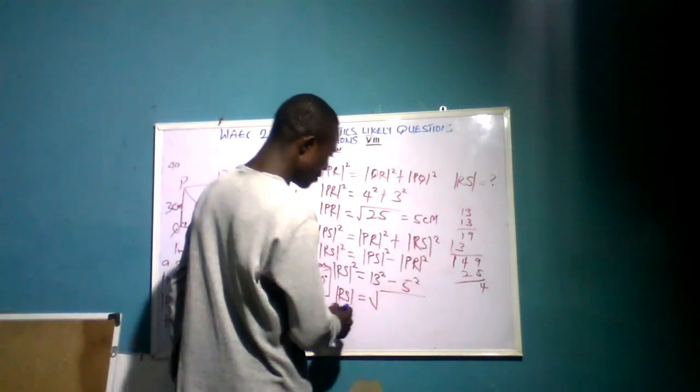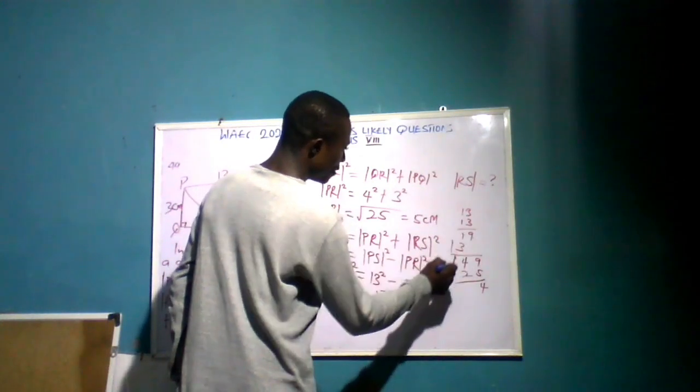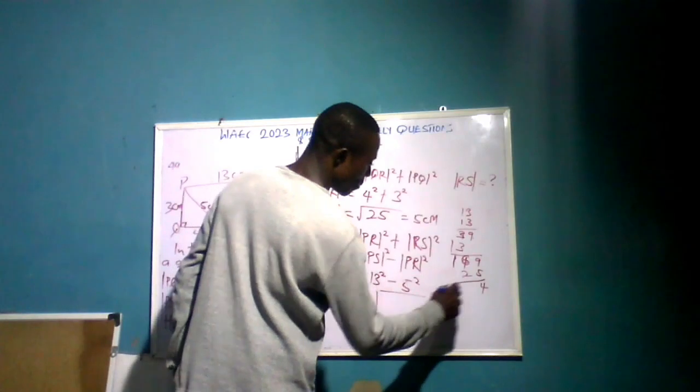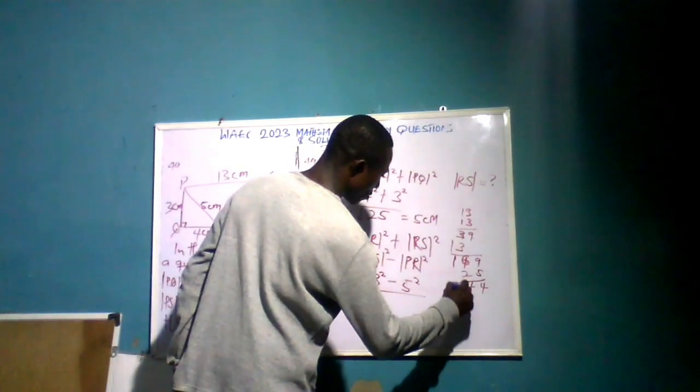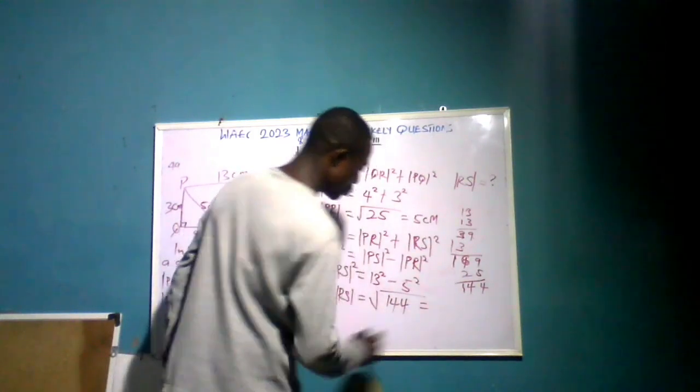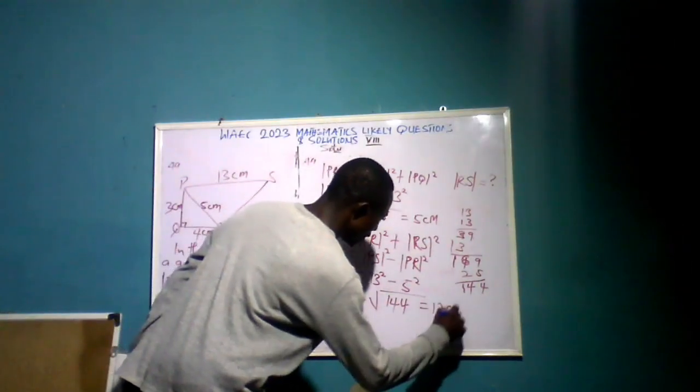Sorry, 13 times 13, 9, 3. Okay? That will be 169. And 169 minus 25, that will be 144. Okay? So that will be equal to 12 centimeters.